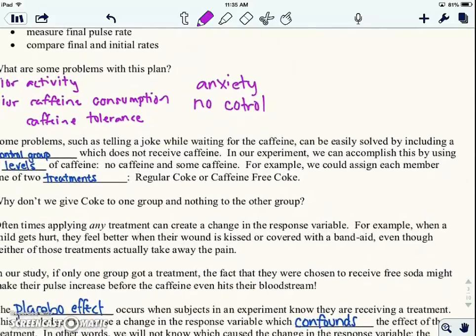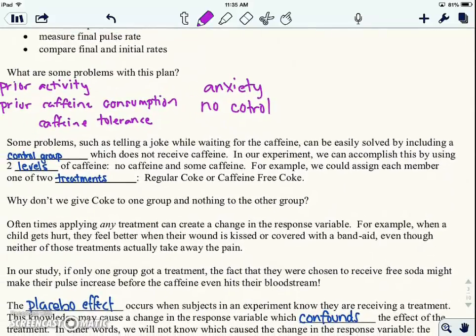Some of these problems, such as telling a joke while waiting for the caffeine, can easily be solved by including a control group. So let's say while we're waiting for the caffeine to kick in, I say something really funny, or I fall off my desk and you guys start cracking up. That may make your heart rate go up, and that would confound our results.